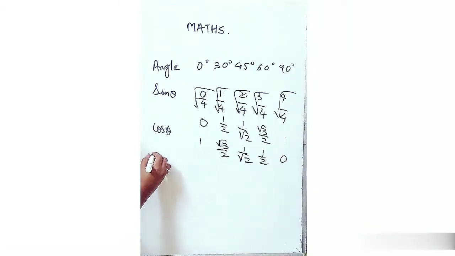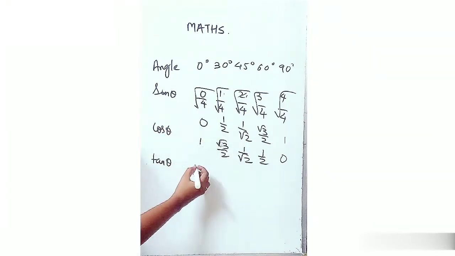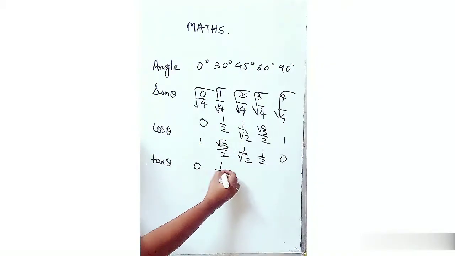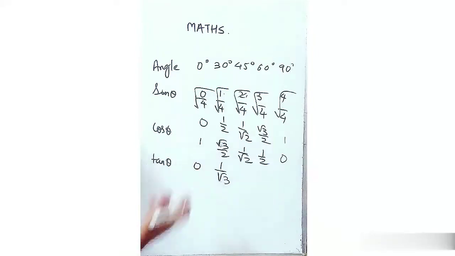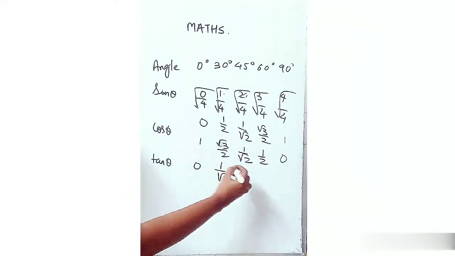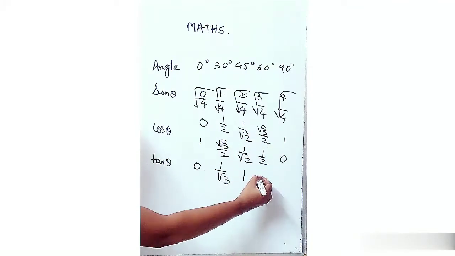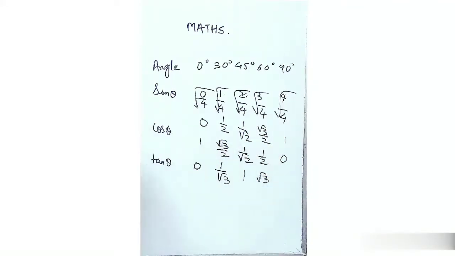Now what is tan theta? Tan theta is sin theta upon cos theta. So 0 upon 1 will be 0, and 1 upon 2 divided by root 3 upon 2 will be 1 upon root 3, student. And here both values are the same, so they get cancelled. So it will be 1, and this 2 gets cancelled. You will get root 3, and 1 divided by 0 is not there in mathematics, so it is not defined. When you divide by 0, we write it as infinity or not defined.